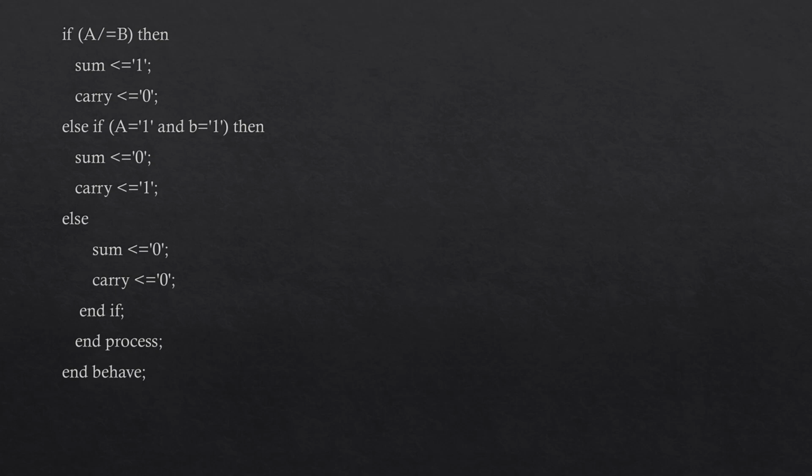So else if A is equal to 1 and B is equal to 1, then our sum would be less than or equal to 0 and our carry would be less than or equal to 1. And finally, when both of these are false, that's when the code moves on to the final else part. So in that case, the sum is less than or equal to 0 and the carry is less than or equal to 0. And then we end the process there using the end if, end process, and end behave, which is the syntax for the VHDL code. So that's called behavioral modeling.